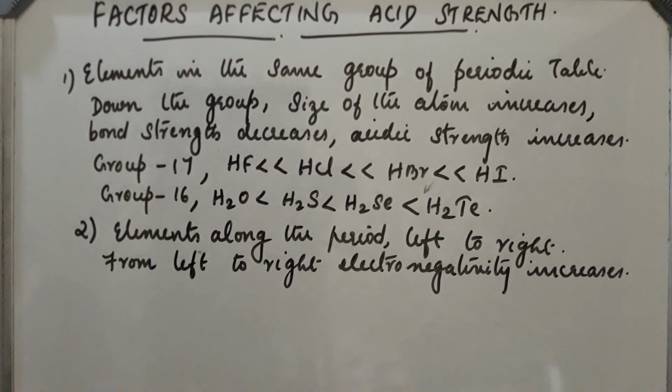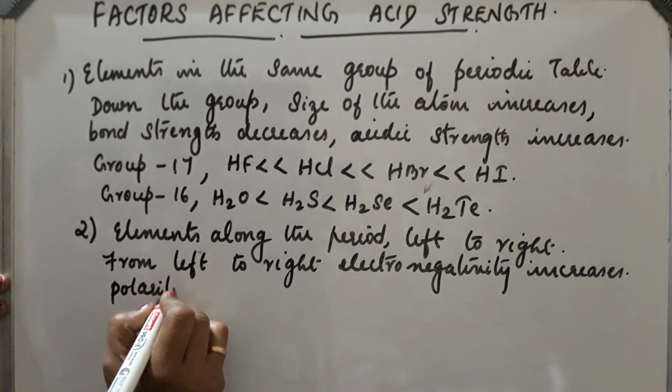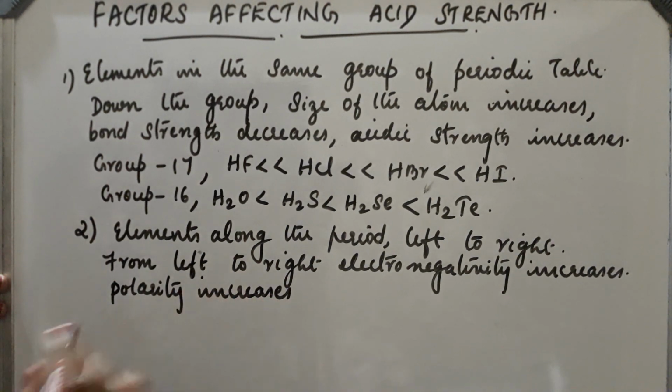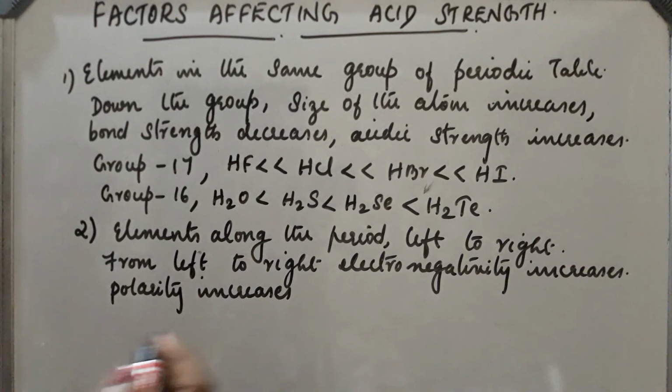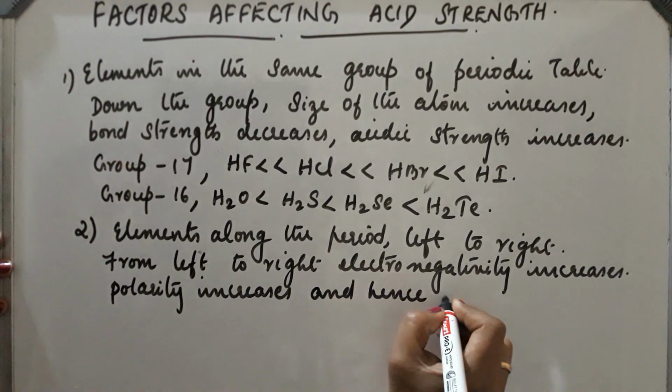As electronegativity increases, the polarity of the bond increases and hence the acidic strength increases. Greater will be the electronegativity difference between the two atoms, hydrogen and A. So polarity increases and hence acidic strength increases.